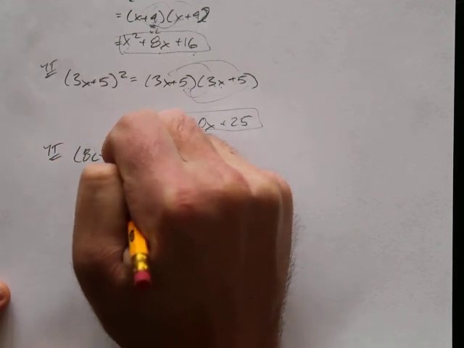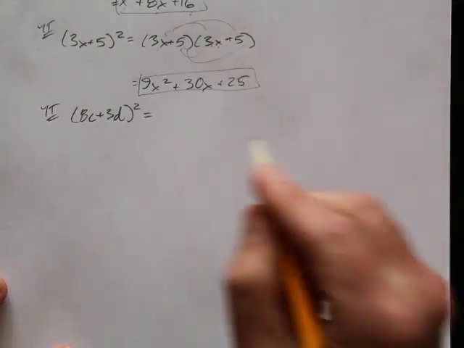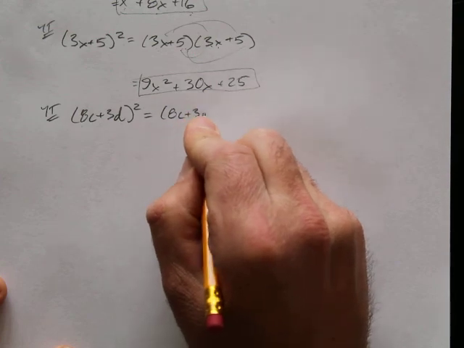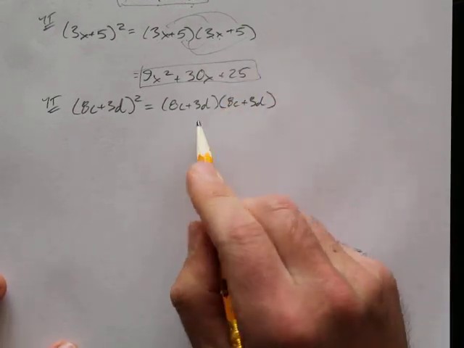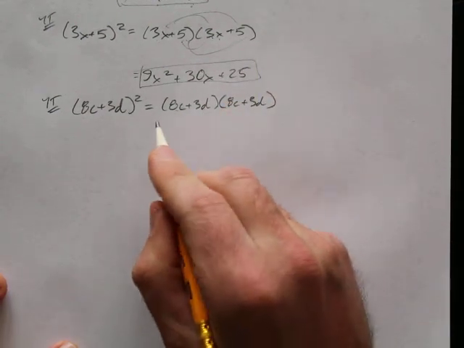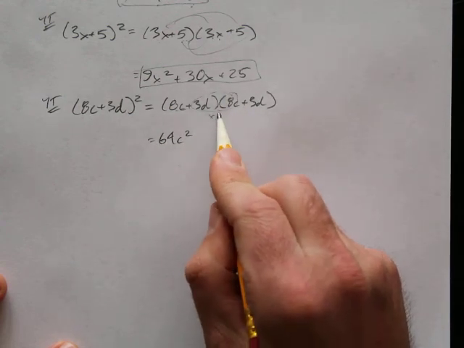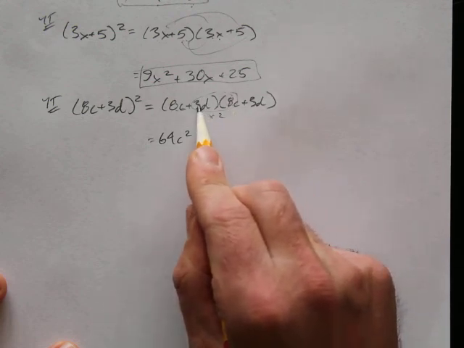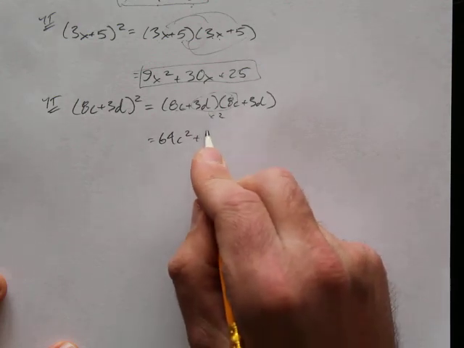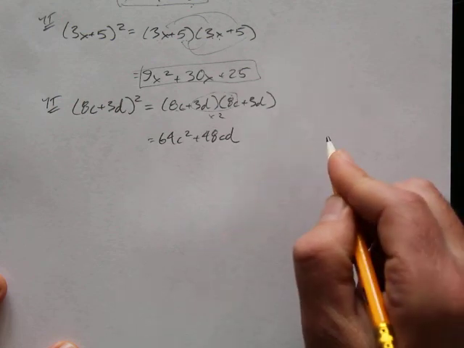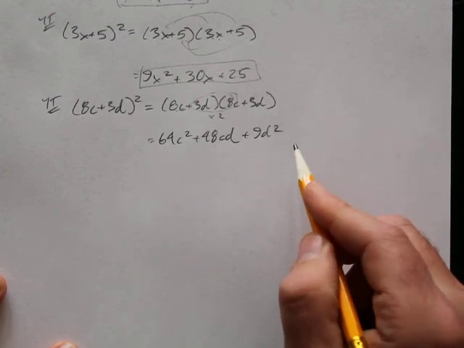8c plus 3d squared equals, all right, do this one. Let's see how you did. 8c plus 3d times 8c plus 3d. You can square this, so that's 64c squared, and then this times 2, so 3 times 8 is 24cd, times 2 is 48cd. And then this one squared, 9d squared. So there's your answer.